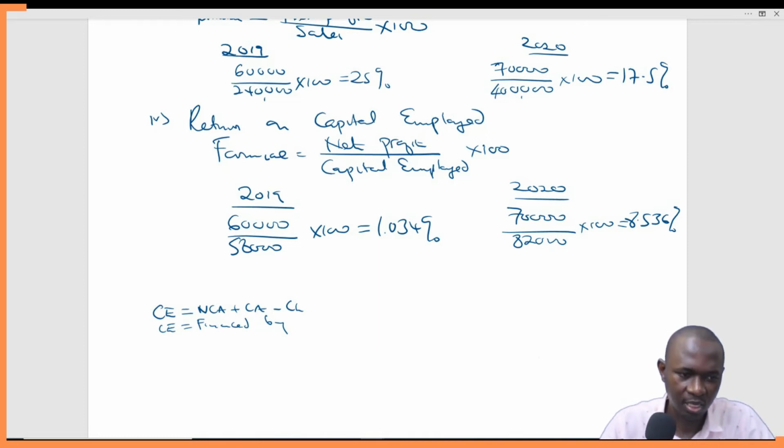Sorry, I'm multiplying my own things. Here, this is 60 divided by 58. That is 1.034 times 100, so this is supposed to be 103.4%. And then this side it's 70 divided by 82.